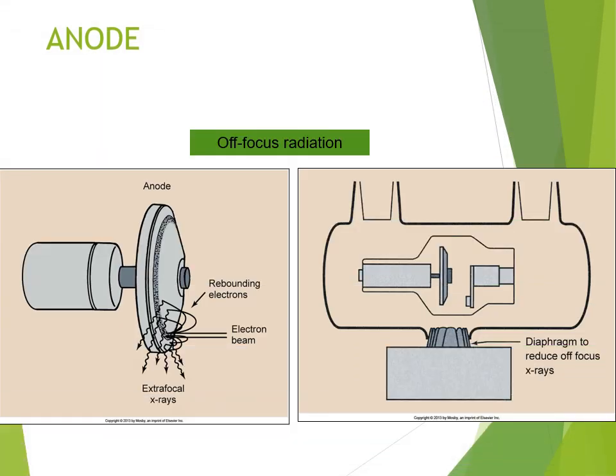Off-focus radiation is radiation produced anywhere but the focal spot. They're called extrafocal rays. So something we can do to help prevent that, to reduce off-focus rays, is the first set of collimators, called a diaphragm, that fits up into the protective housing on the collimator. And that helps to reduce off-focus radiation.